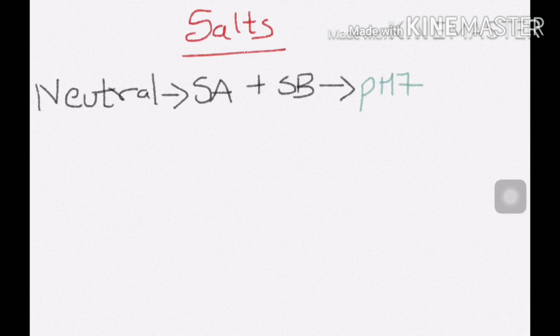So strong acid and strong base. So there is equal competition over here. Acid also strong, base also strong. So the pH is 7. Neutral. There is no winner, no loser.